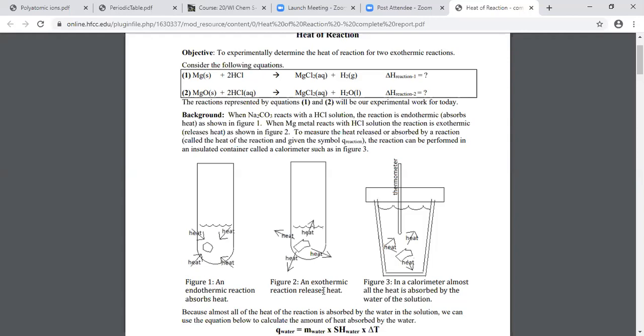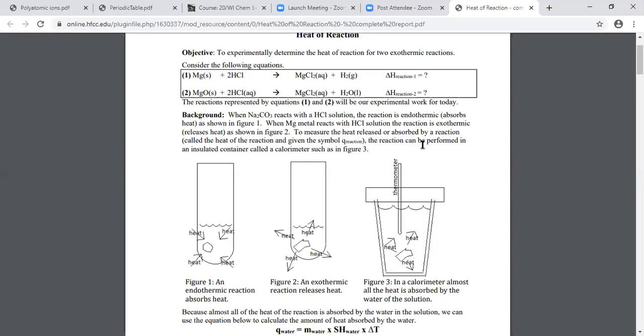An exothermic reaction releases heat. So let's look at this. When magnesium metal reacts with hydrochloric acid, the reaction's exothermic, so it releases heat. What we're doing in this lab is measuring the heat that's released or absorbed by a reaction. This is called the heat of reaction. And you're going to be looking at this symbol here where it says Q reaction. That is what is representing the heat of the reaction.